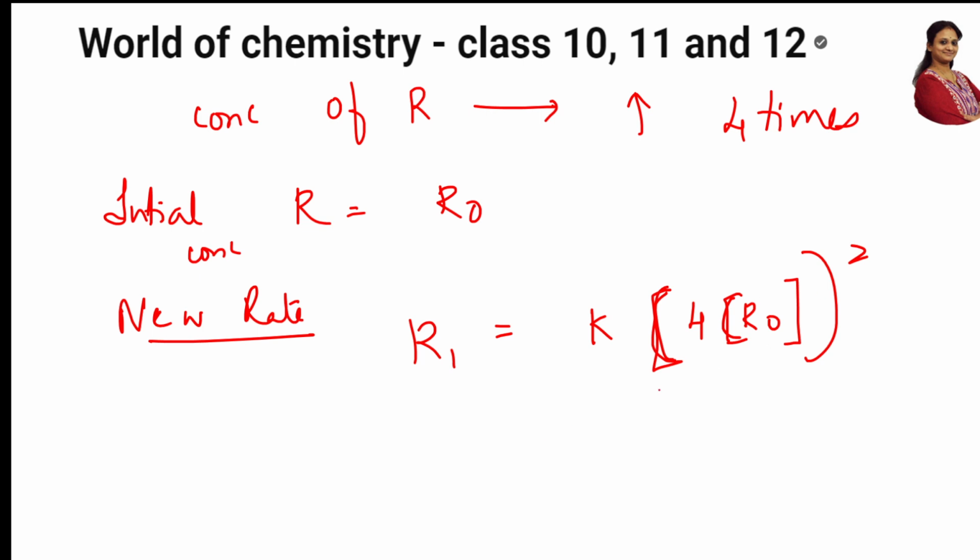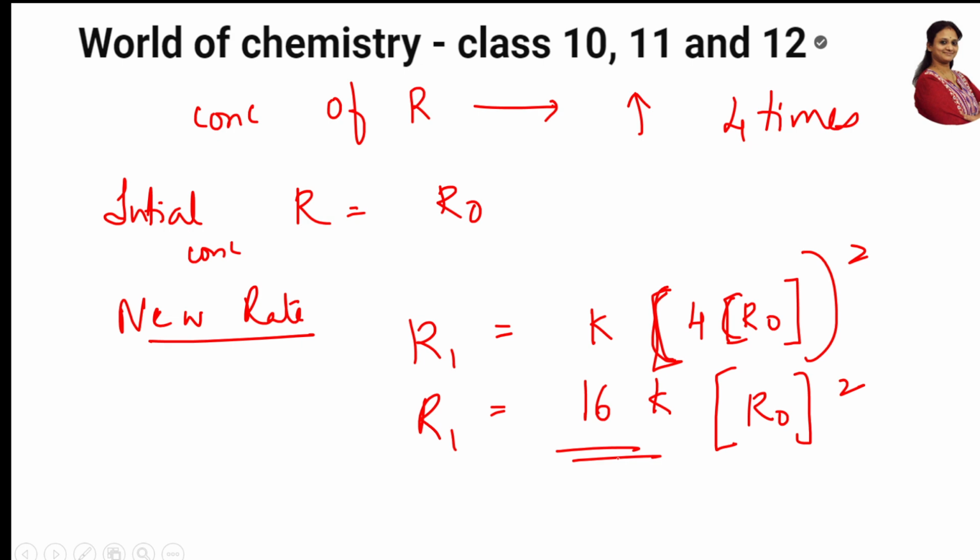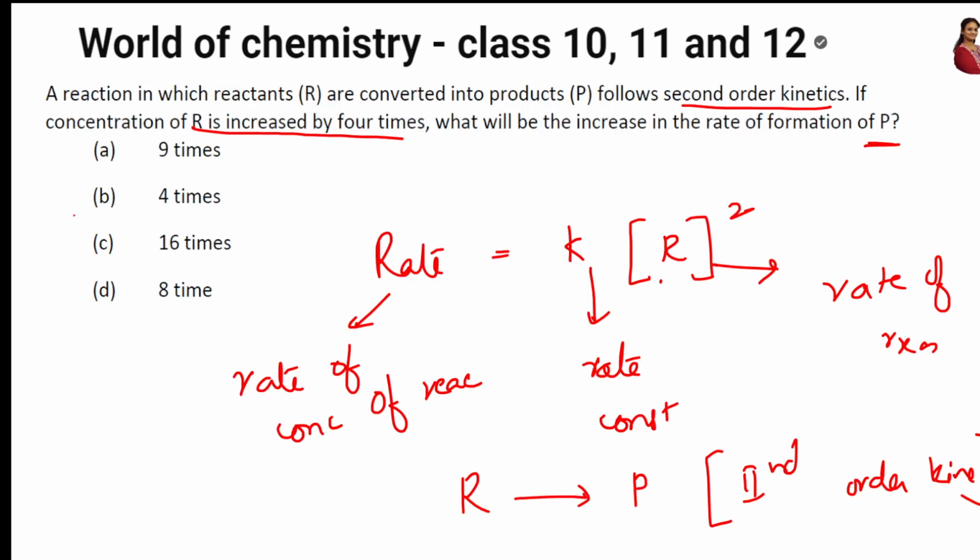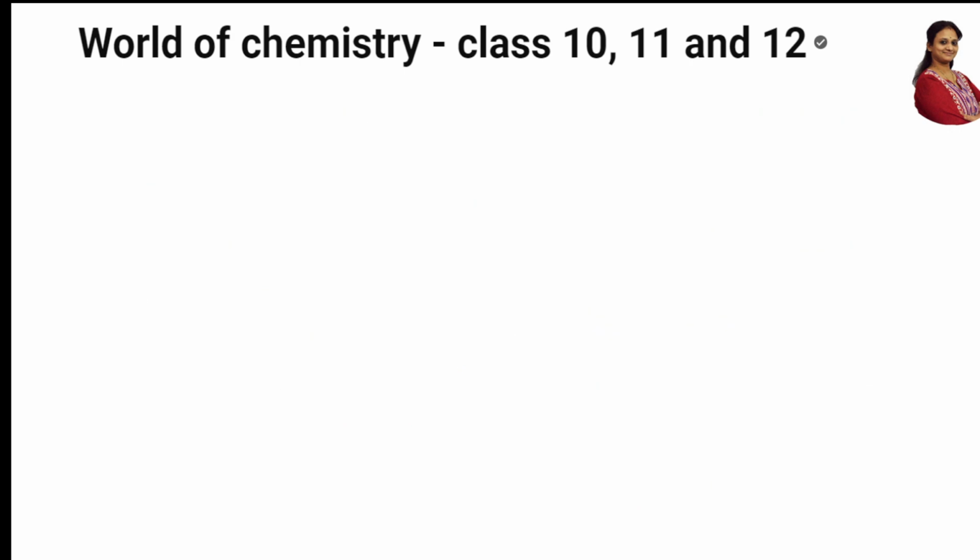Now you tell me, R1 is equal to K into 4 squared, this is 16 times, correct? 4 4s are 16. So 16 times K into R naught squared. What has happened? The concentration has increased 4 times, and the rate increases 16 times, because it is a square, second order reaction, correct? So what is the answer, students? The answer is 16 times. Got it? Simple question, just writing the order and calculating.